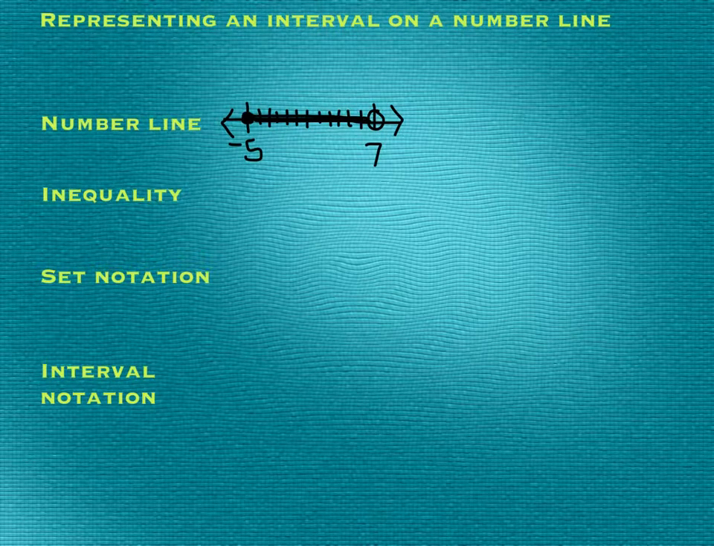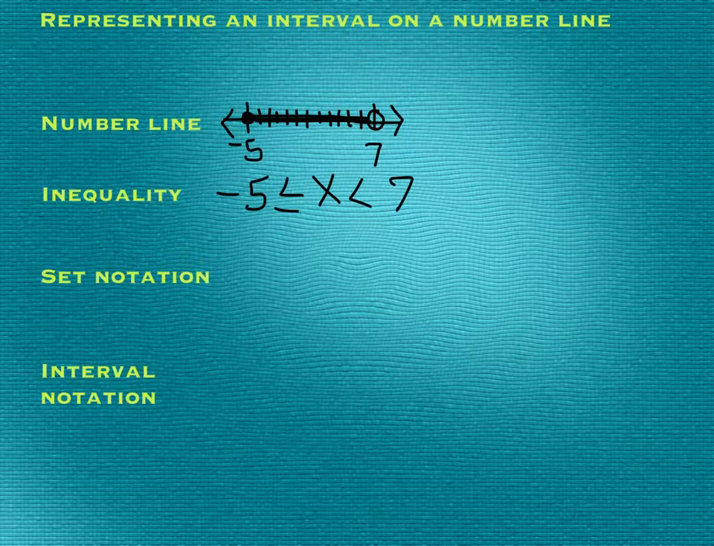The inequality that would correspond to that would be -5 is less than or equal to, because it has that closed circle, and then x, and then less than but not equal to, because it has an open circle, and then 7. And then set notation, which actually I'm going to clarify for you today.